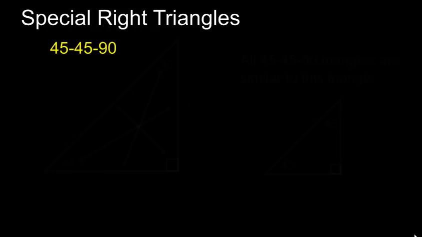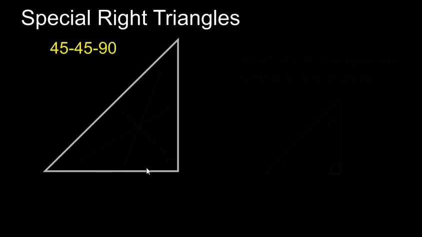In today's video, we're going to be talking about special right triangles, and there's two types of special right triangles. The first one is an isosceles right triangle, which means it has two congruent sides and two congruent angles. And since all the angles in a triangle add up to 180, and we know it's a right triangle, one of them is 90 degrees, the other two angles have to be 45, because 90 divided by 2 is 45 degrees.